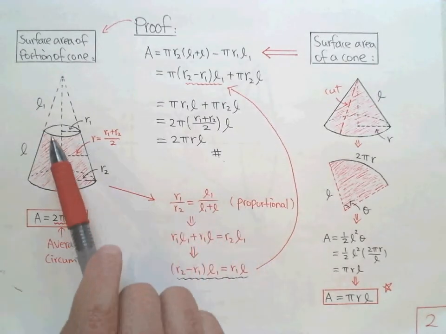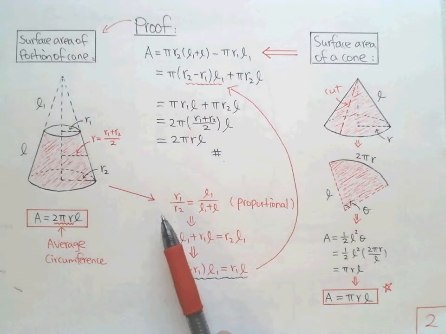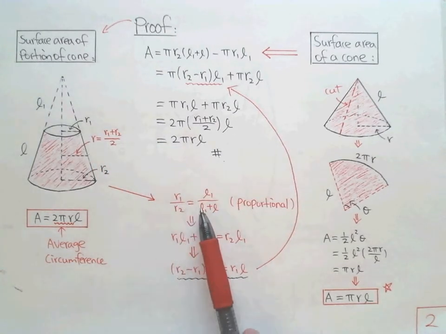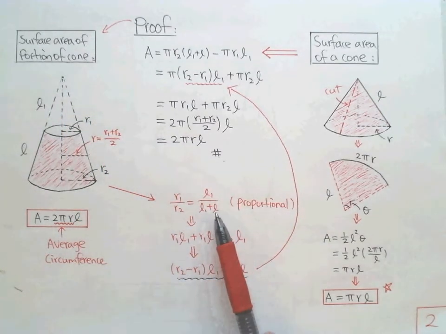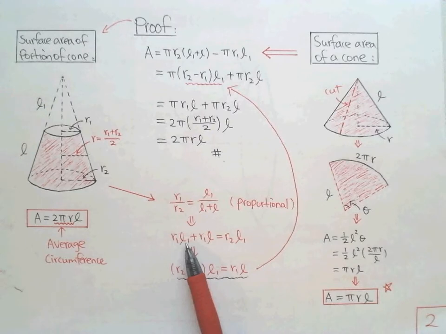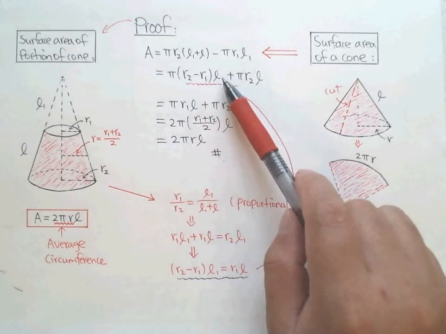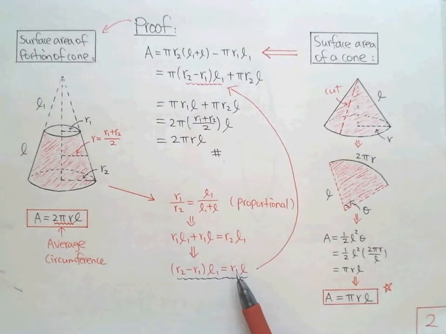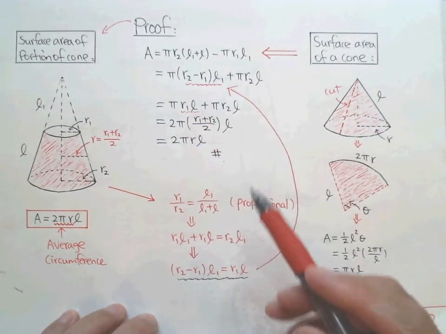To find this term, we need to use proportion, of this small right triangle and this big right triangle. We have this proportional equation: R1 over R2 equals L1 over L1 plus L, and then cross multiply, we get R2 L1 minus R1 L1 equals R1 L. So R2 minus R1 times L1 is R1 times L. That's definitely what we need, so we plug this in.